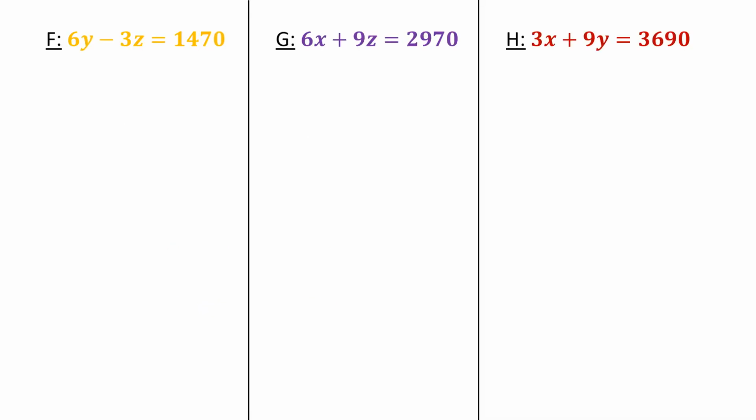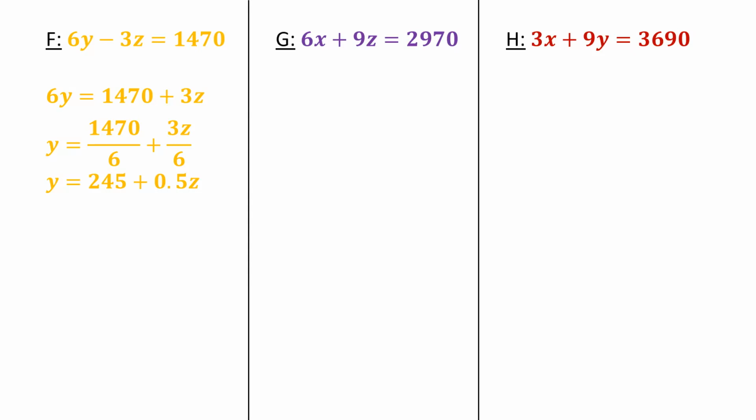What we're going to now do is rearrange each of them twice. So starting with f, we're going to pop the minus 3z on the other side and divide everything by 6, so we get y equal to 245 plus 0.5z.